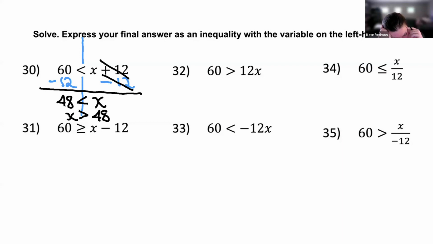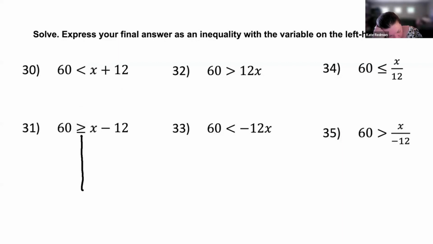31, 60 is greater than or equal to x minus 12. Put that line through that inequality symbol. I can see x over there on the right-hand side this time, but it's not alone. So I'm going to add 12 to both sides to get rid of that subtract 12. Subtracting 12 and adding 12 are opposites. They cancel. X is alone just like I wanted. Adding doesn't flip the inequality symbol. 60 plus 12 is 72.